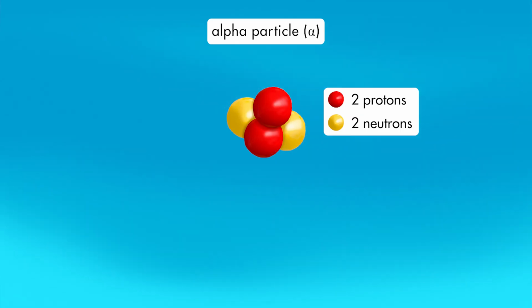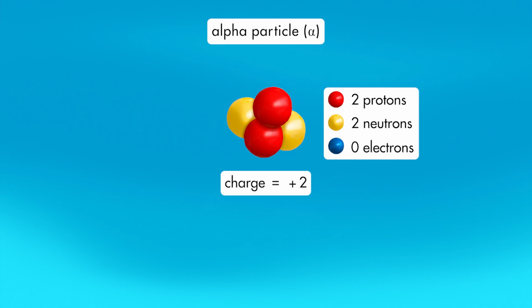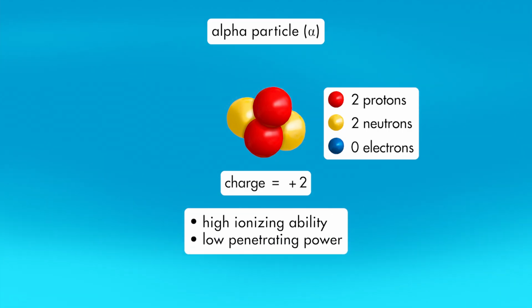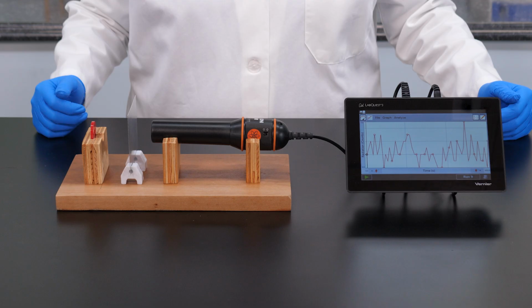Let's examine some of the properties of alpha particles. An alpha particle has no electrons, so it has a charge of +2. Since it is an ion, it has a high ionizing ability. However, since it is a relatively large particle, compared with other forms of nuclear radiation, an alpha particle has low penetrating power.